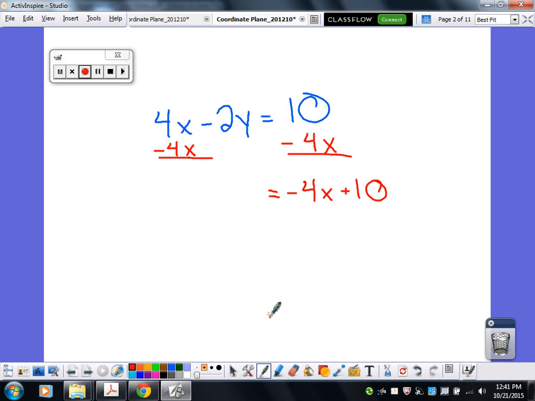Good. There's a very common mistake that kids make here. What do you think it is? They only write 2y and they forget to bring the negative with it. But we would never do that, right? So negative 2y.